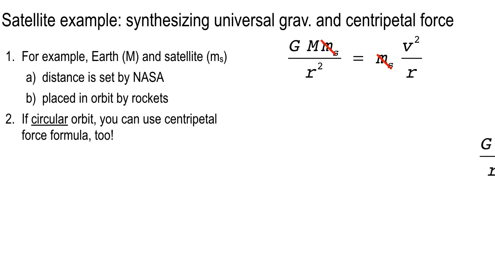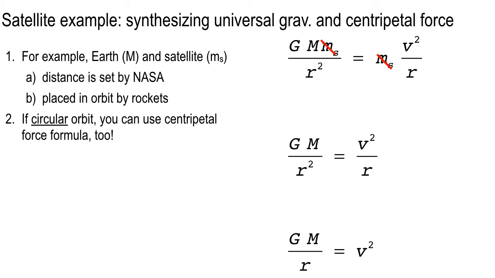Pretty sweet. All right. Now, if you clean it up a little bit, you have G M over r squared on the left, and then v squared. So the only mass in here is really the mass of the Earth. Everything in orbit, it doesn't matter how big the satellite is, the spacecraft. Okay?